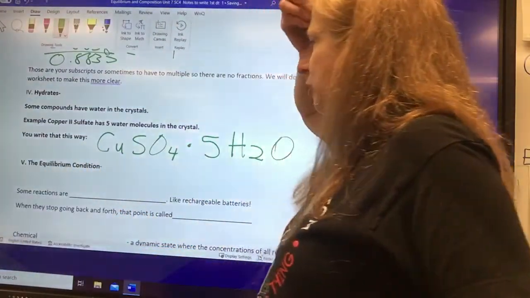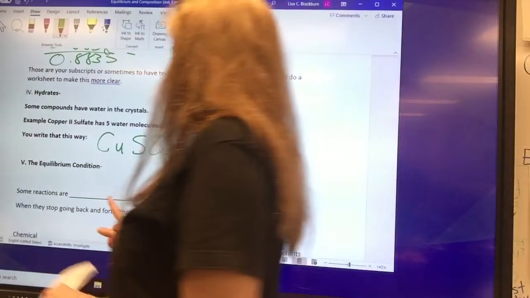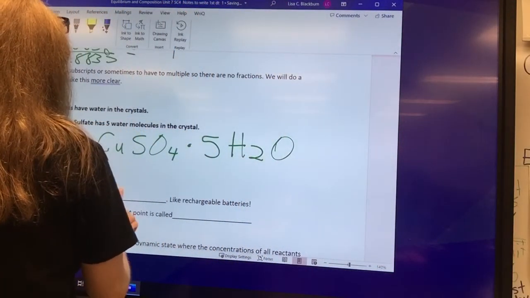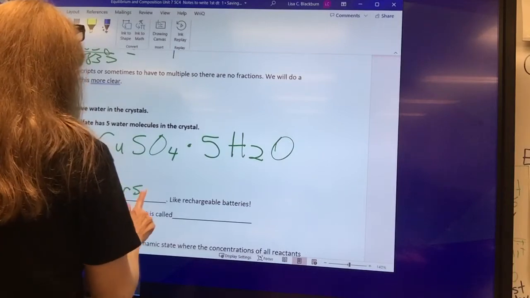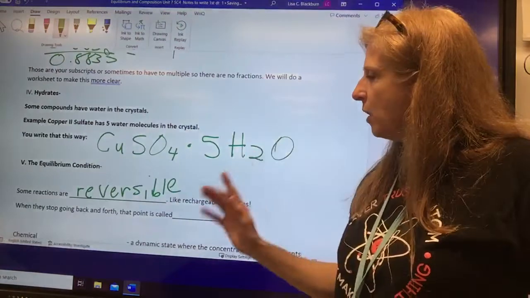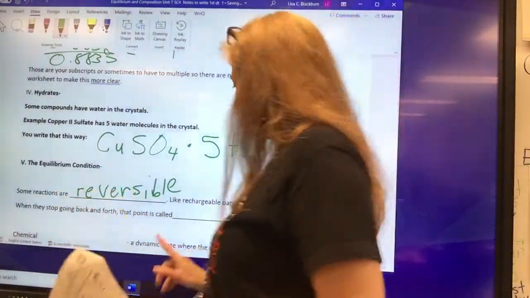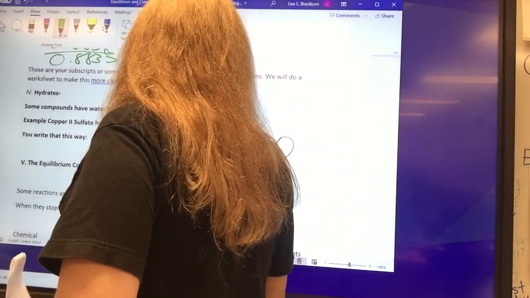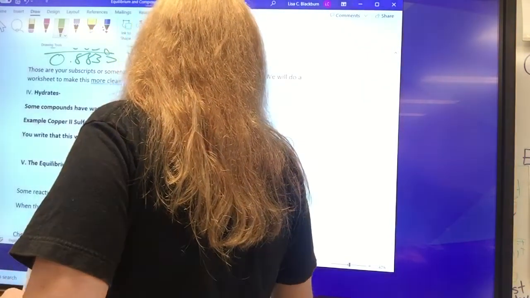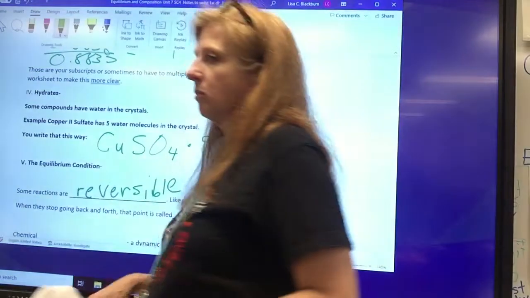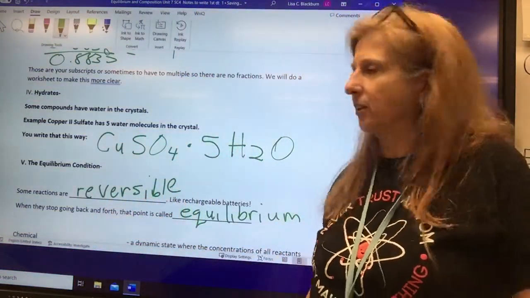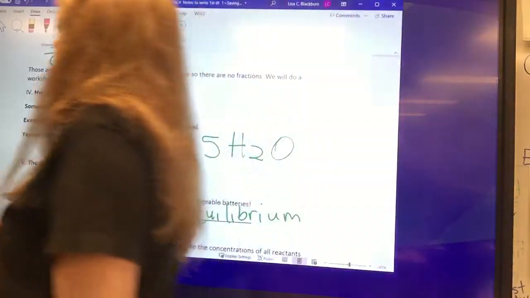Okay, now the equilibrium condition. Some reactions are reversible, and you know that because of your phones that you charge. That is a reversible reaction, like rechargeable batteries. When they stop going back and forth, this point is called equilibrium. So some of y'all have a dead phone with a dead battery. It has reached equilibrium. It is not going back and forth anymore. So that was our warm-up today.